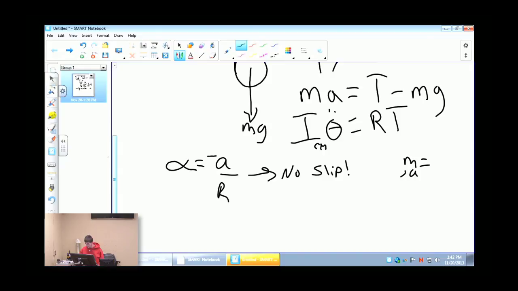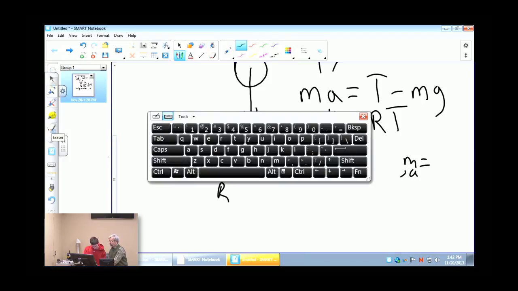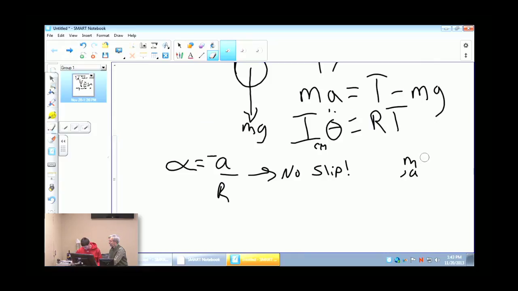Is there an erase option? Yeah, there is. Sorry. Let's see here. Let's go back right there. Okay, there's an eraser right there. Touch the eraser. Oops. Yeah. There you go.